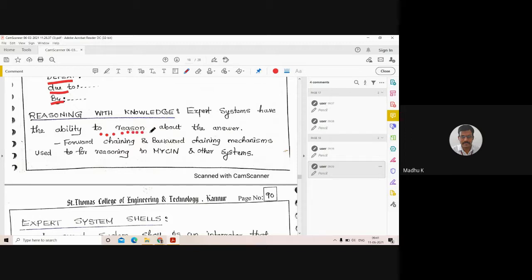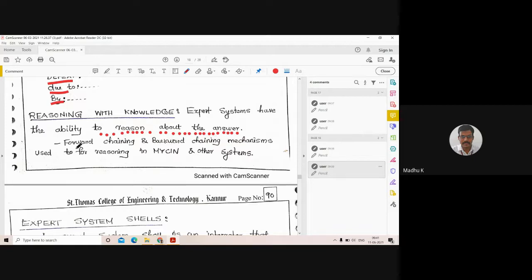Reasoning about the answer means that if I have given some answer, then I am responsible for giving a clear explanation of why I gave that answer. So this is reasoning with the knowledge.